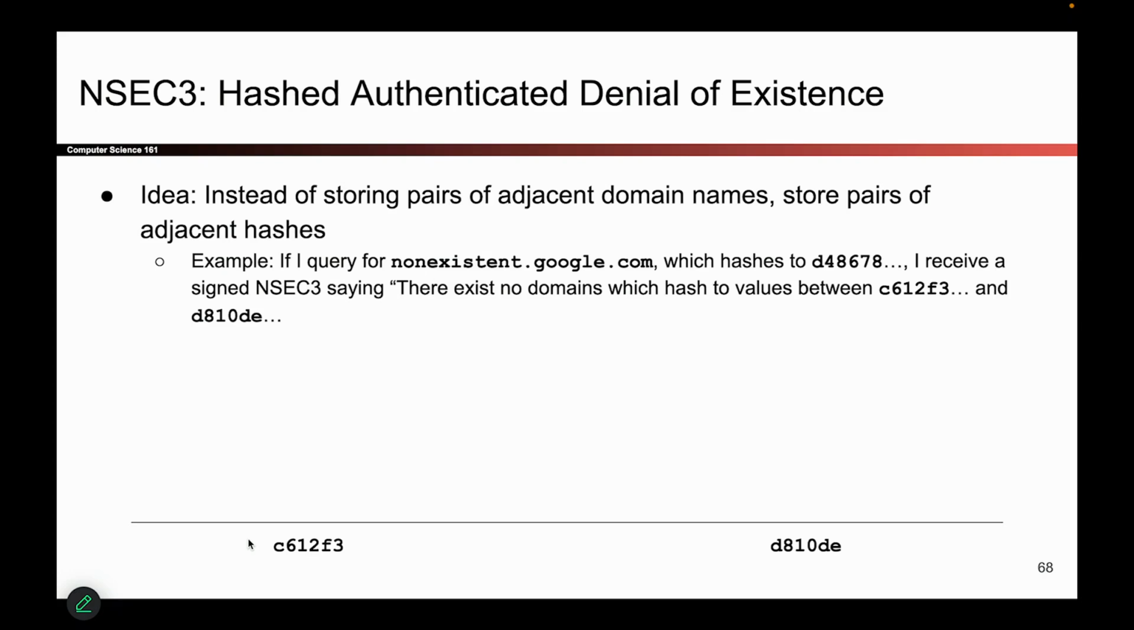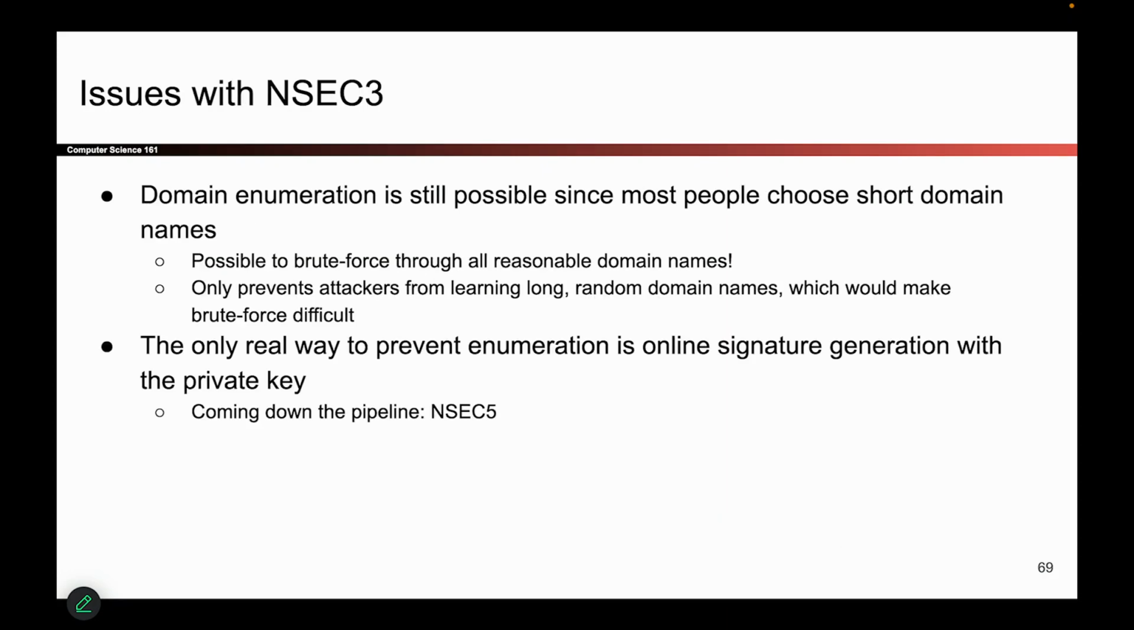So the ordering of domains might no longer be the same, but it doesn't matter. We're just doing this in the world of hashes and saying, if you hash your domain and it falls between C6 and D8, it doesn't exist. That's the idea behind NSEC3. It's the same thing. You're just applying a hash beforehand to try and stop domain enumeration. So can we stop at NSEC3? Is that good enough? Once again, it depends on your threat model and how you feel about the domain enumeration attack.